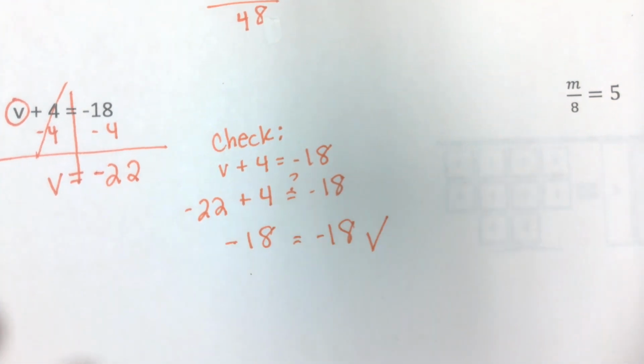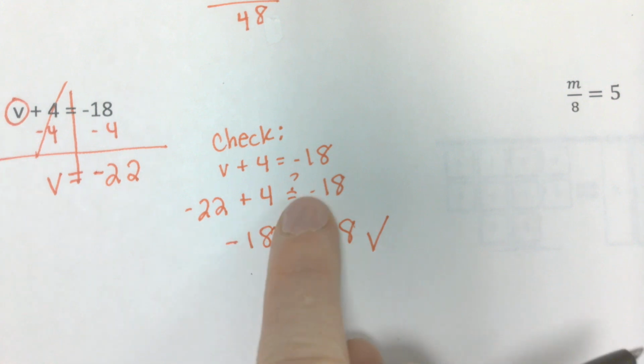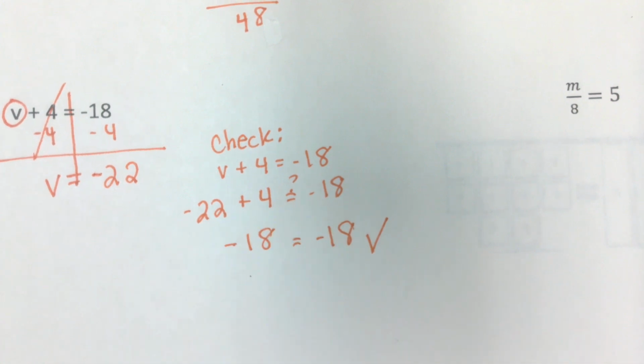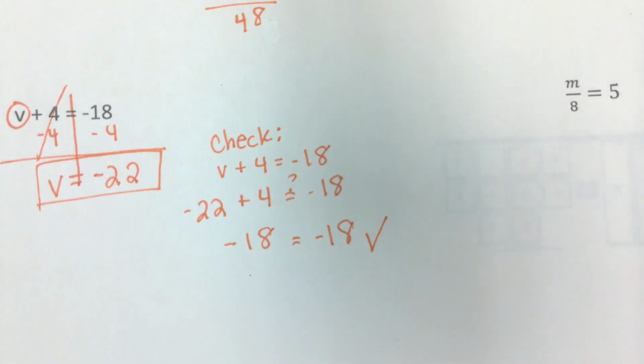Don't just assume that you got it right. Make sure that you are actually doing the operation to get the correct answer. So that means V equals negative 22.